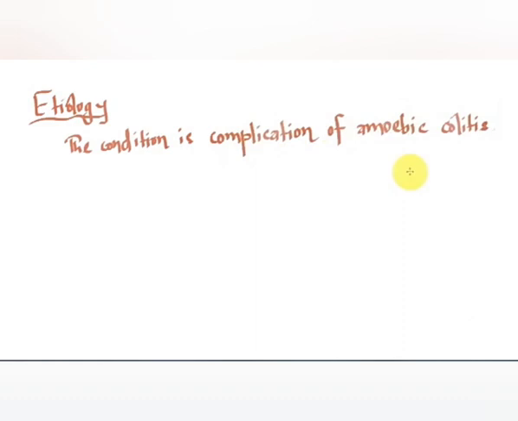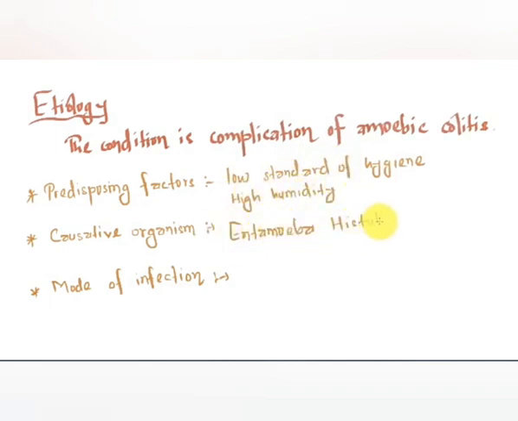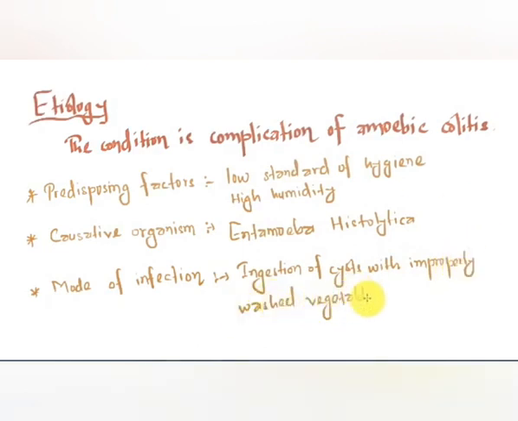Let's talk about etiology. Amoebic hepatitis or abscess is a complication of amoebic colitis. In etiology, we should talk about three things: predisposing factor, causative organism, and the mode of infection. The predisposing factor here is low standard of hygiene and high humidity. Entamoeba histolytica is the causative organism. The mode of infection is ingestion of cysts with improperly washed vegetables.